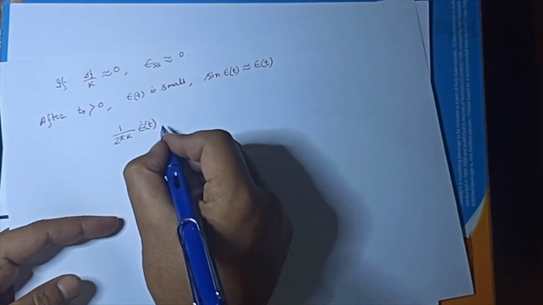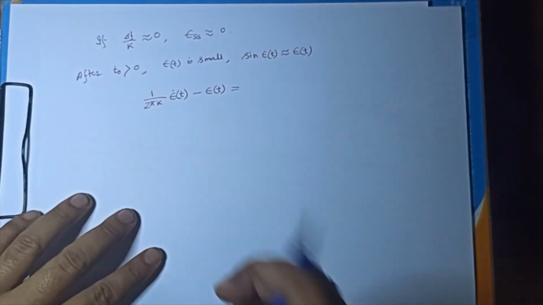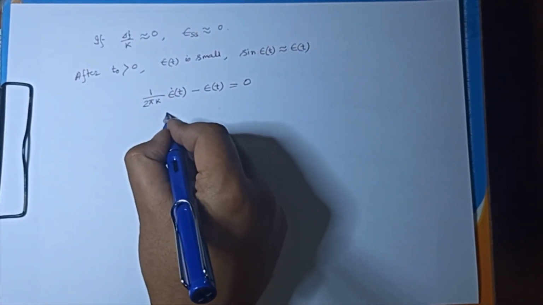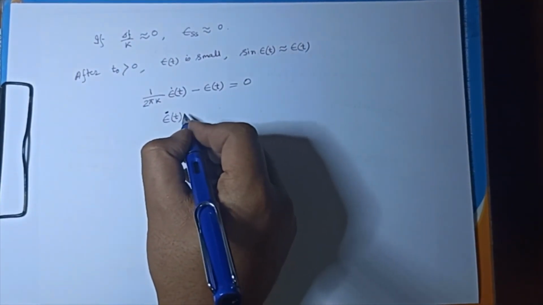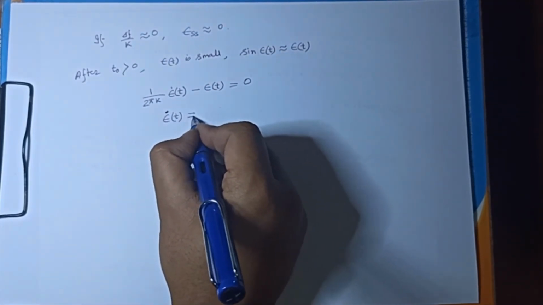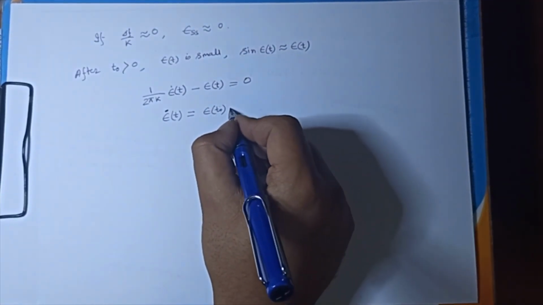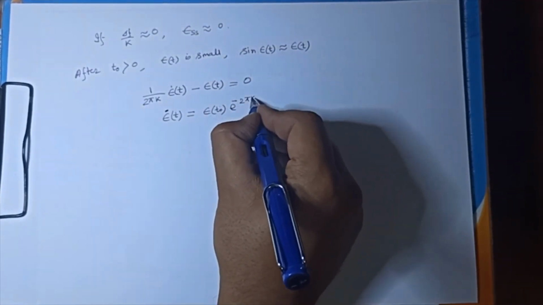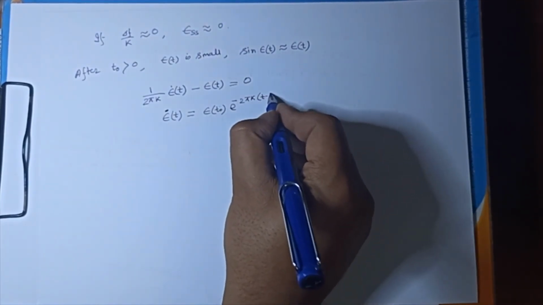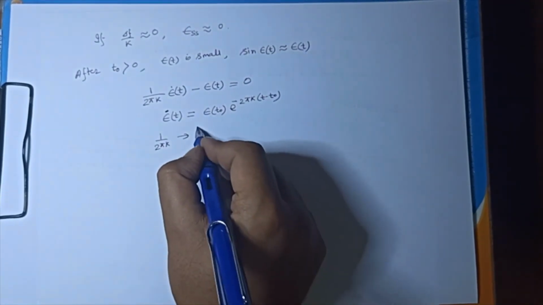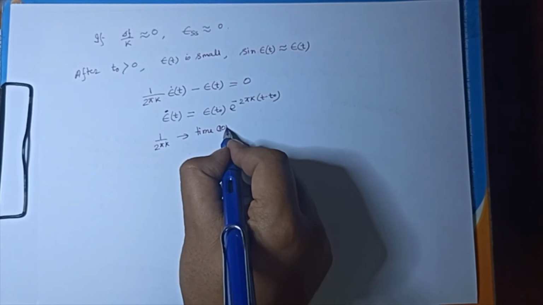Epsilon dot t, like how fast it will decay, minus epsilon t is equal to 0, approximately. So what will be the dynamics? The dynamics will be epsilon t. This is a first order differential equation we know. So this will be equal to some epsilon t0 e to the power minus 2 pi k into t minus t0, of this form. Where this 1 by 2 pi k is basically the time period of this system. This is like the time constant you can say.